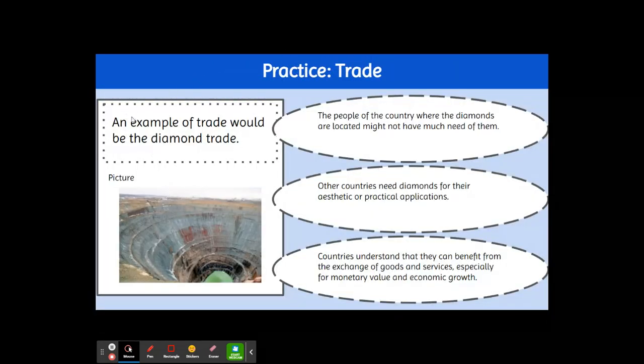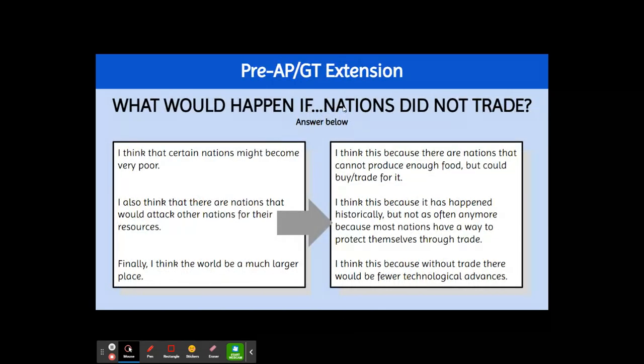And then let's take a look at our practice. What you're going to do is find an example of trade that is done throughout the world. I chose diamonds. You can choose anything you like. If you don't have an idea in your head, you could certainly Google resources that are traded around the world, something like that. And then, of course, go grab yourself an image and insert it. This is a picture of a diamond mine. And then I found 1, 2, 3 reasons using complete and complex sentences for why this trade happens. And folks, this is where you will stop if you are not a pre-AP GT class. If you are a pre-AP GT class, then you will do the extension.